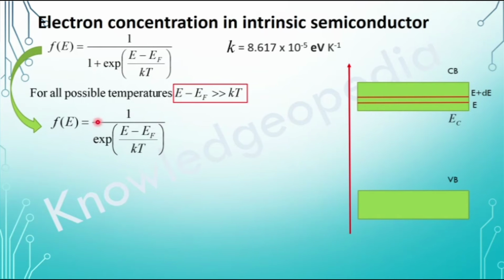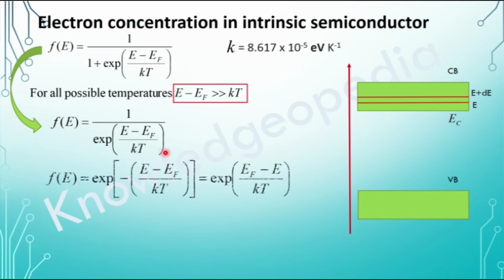Now if I take this exponential function to the numerator, I can write f of E is equal to exponential, this I am taking up, so it will be minus E minus EF by kT. Introducing this negative sign inside this bracket, I can write this function as exponential. This will become plus and this E will be minus. So it is EF minus E by kT. So the probability function f of E is equal to exponential EF minus E by kT under the approximation that E minus EF is much greater than kT.